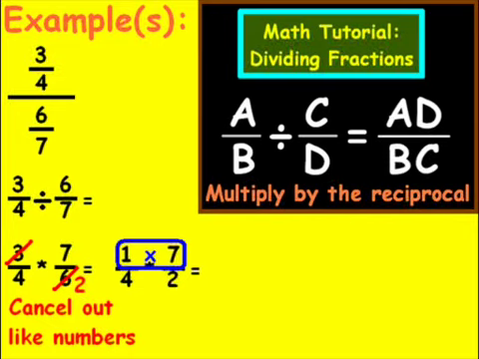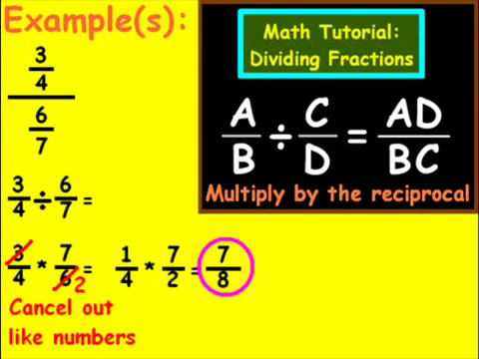And what we need to do is multiply the top and multiply the bottom to get our answer. So the top is going to be 1 times 7, and that's going to equal 7. And the bottom is going to be 4 times 2, and that equals 8. And our final answer is going to be 7/8. And that is essentially how you divide fractions by fractions.